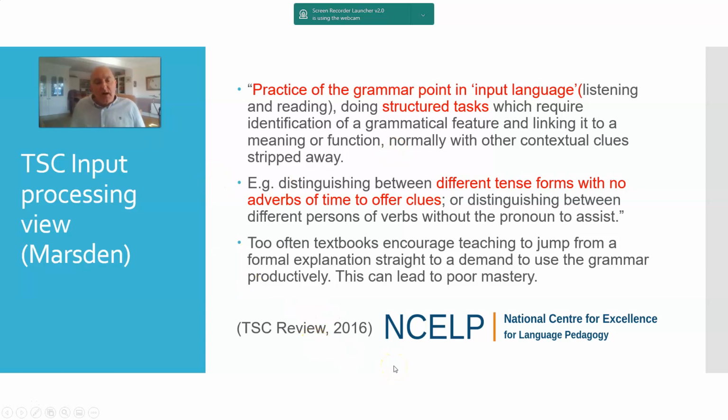A key point there as well, I'd note from that slide, is that it does seem very often that textbooks and sometimes teachers jump straight from a formal explanation and get students to try and use the new grammar productively and in free writing and so on. And that can lead to very poor mastery. So the idea is that you show the grammar point in the input, lots of examples of it, explain the rule, and practice it in very controlled ways before you eventually lead to freer production.